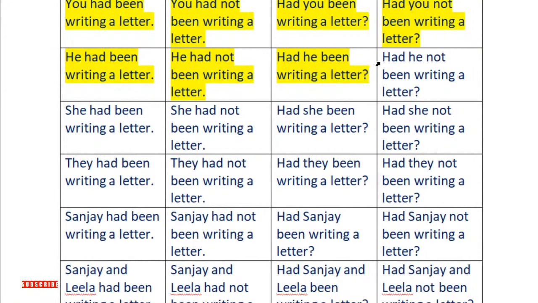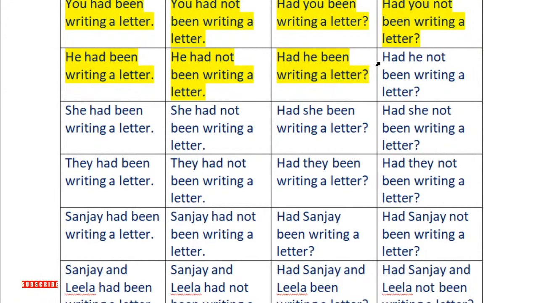She had been writing a letter. She had not been writing a letter. Had she been writing a letter? Had she not been writing a letter? Other examples are: they had been writing a letter. They had not been writing a letter. Had they been writing a letter? Had they not been writing a letter?